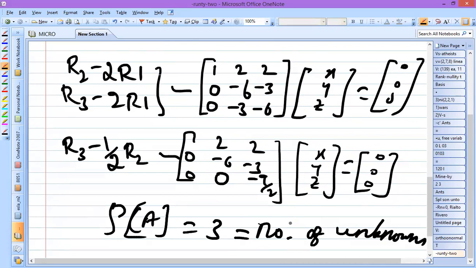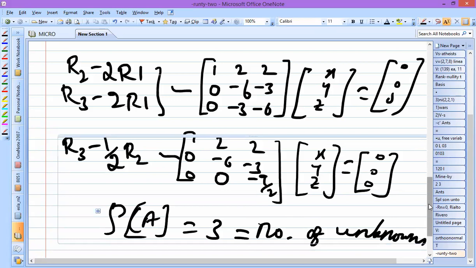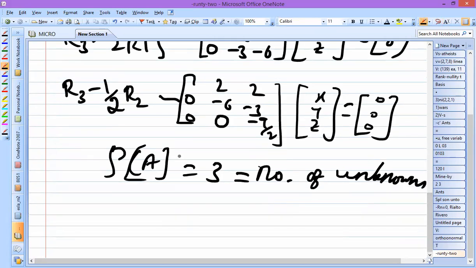Since the rank of the matrix A is equal to the number of unknowns, we can say that there exists a unique solution. In the previous class I have told that if the rank of the matrix is equal to the number of unknowns, then it will have a unique solution. If the rank of the matrix is less than the number of unknowns, obviously a solution exists, but an infinite number of solutions will be available. Like that, for no solution also one condition was told, right? You have to remember all those conditions while solving the problem. So here, since the rank of the matrix is equal to the number of unknowns, we can say that there exists a unique solution.